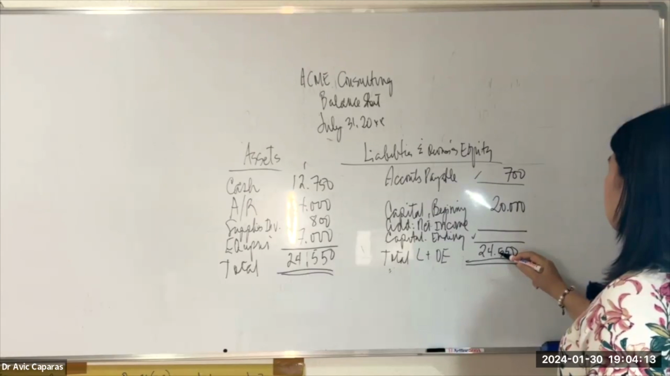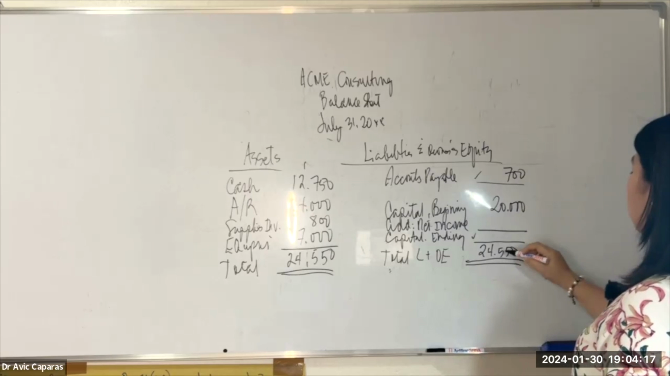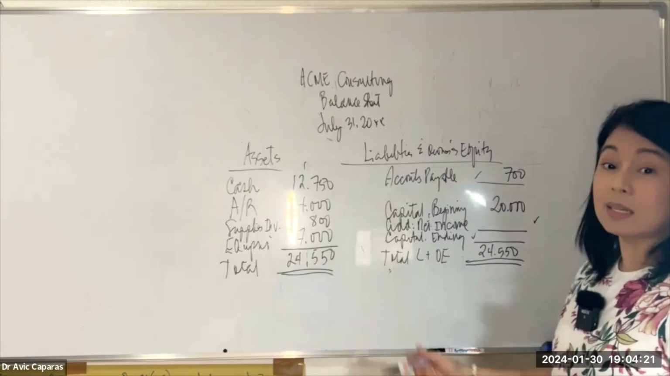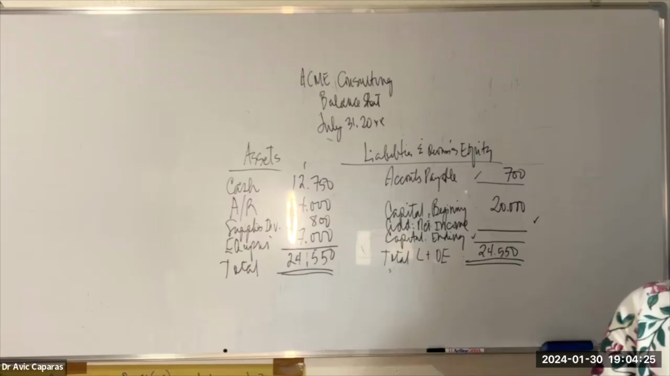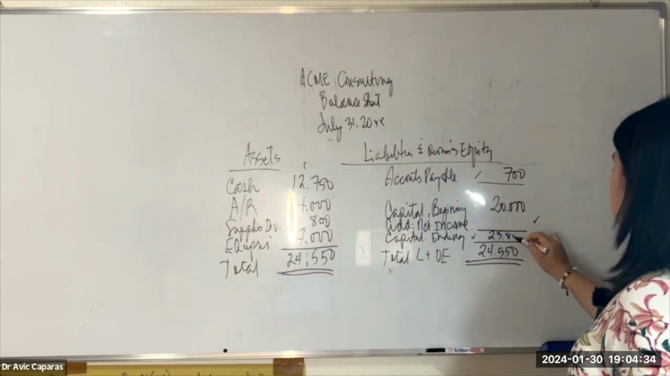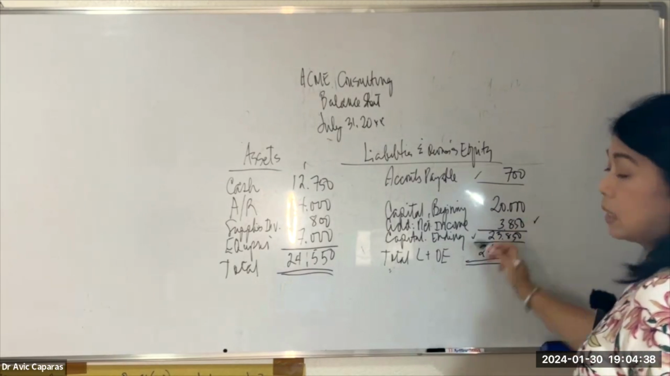So basically, capital ending should be 24,550 minus 700. This is our balancing figure. We will see, this is our checking figure. 24,550 minus 700 is 23,850. And therefore, the net income is 3,850. This is like magic.